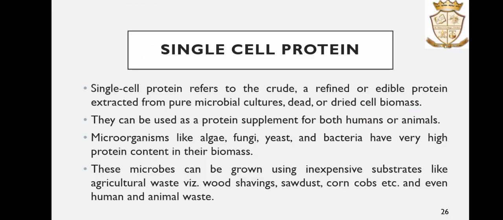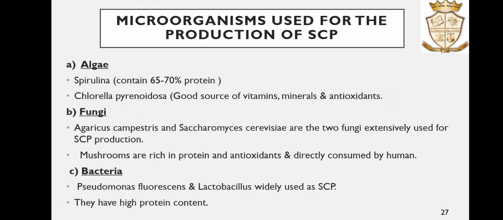Microorganisms like algae, fungi, yeast, and bacteria have very high protein content in their biomass. These microbes can be grown using inexpensive substrates like agricultural waste, wood shavings, sawdust, corn cobs, etc., and even human and animal waste. Microorganisms used for the production of single cell proteins: algae, Spirulina. It contains 65 to 70% of protein. Chlorella pyrenoidosa, a good source of vitamins, minerals, and antioxidants.